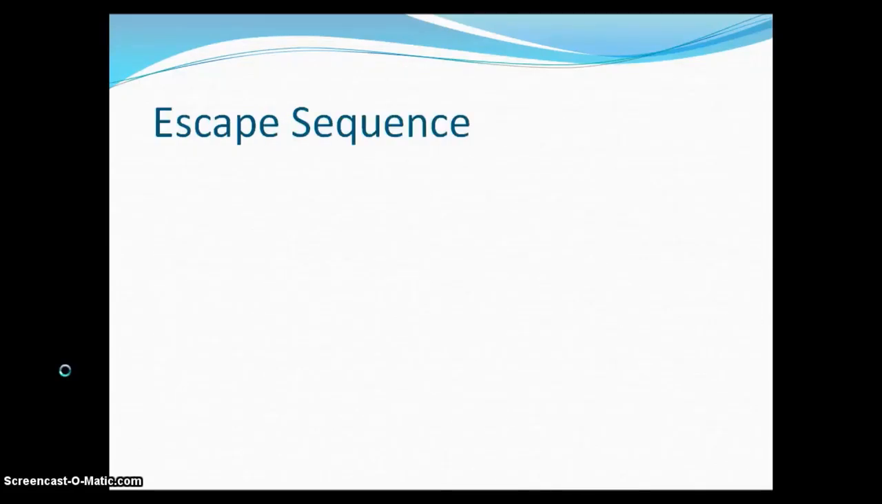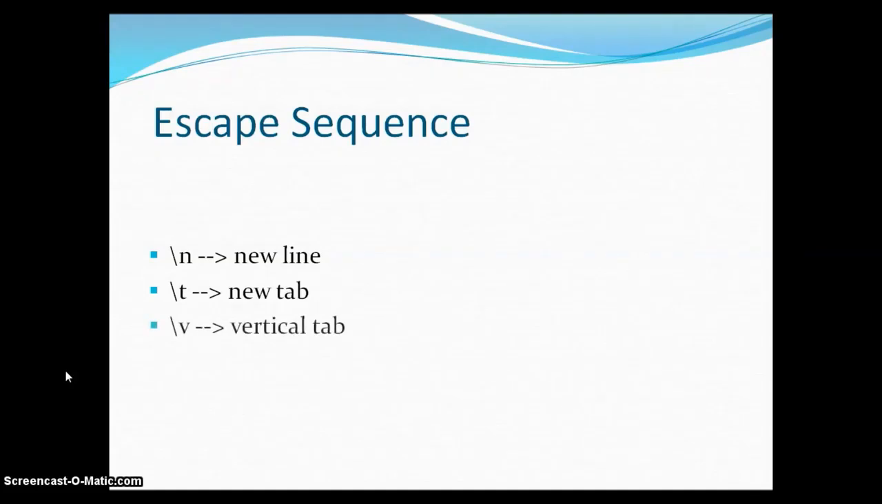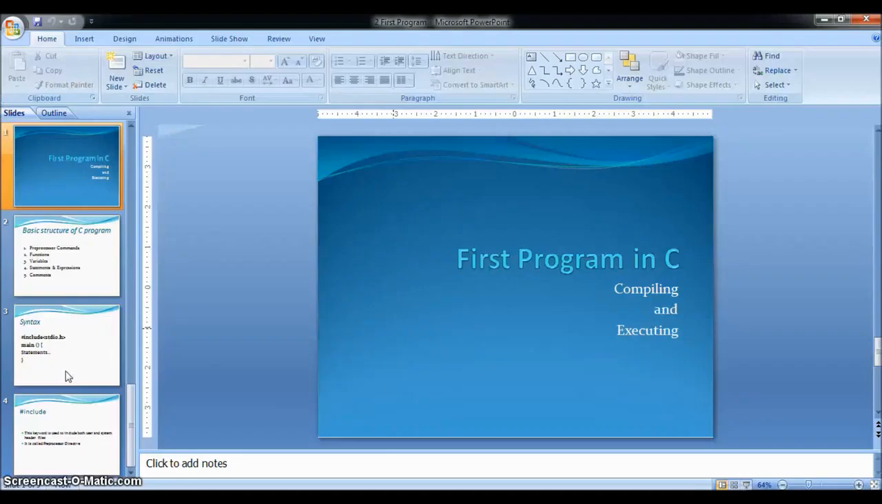And we will be using printf function. This printf function is actually defined in the header file stdio.h, which is standard input output header file. It is used to display the output, and we will be using escape sequence \n for the new line, \t for the new tab, \v for the vertical tab, and so on. So let us start writing our first program.